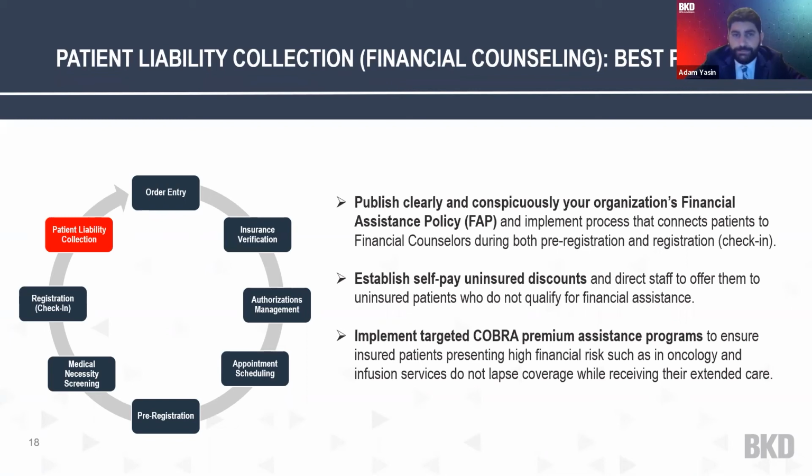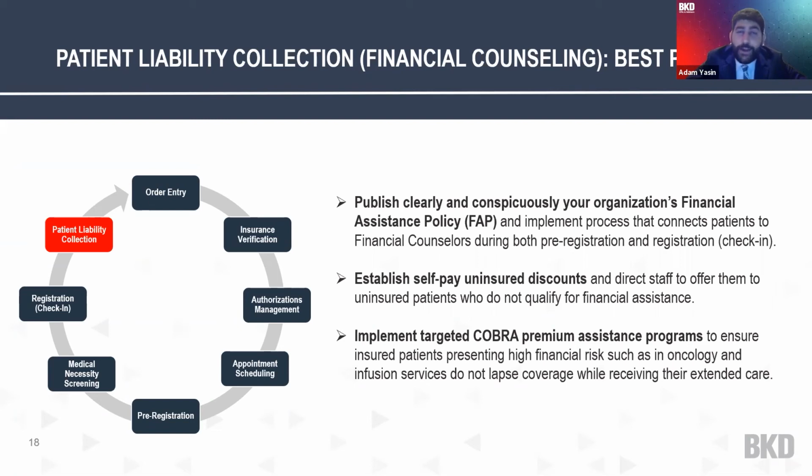And then finally, this is something that we've seen. It's a really targeted kind of financial counseling treatment, but very effective. And for many organizations, this may be something to consider: the implementation of a COBRA Premium Assistance Program. So that's essentially what it sounds like. It's the hospital or health system assisting patients with their COBRA premiums.